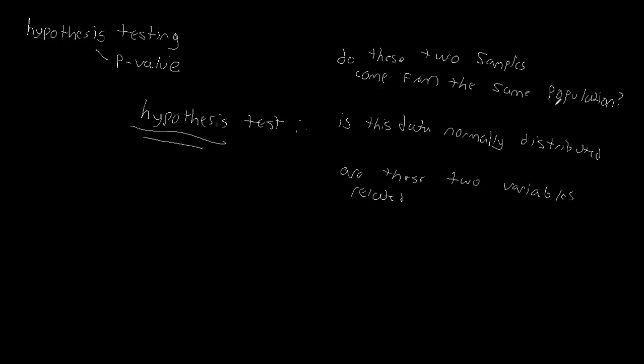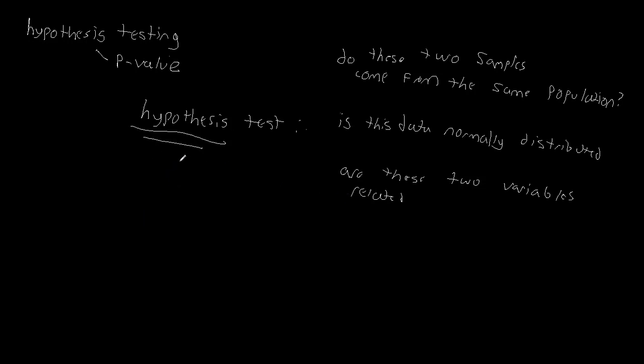So these are some examples of things that you might consider a hypothesis. Do these two samples come from the same population? You may say, I hypothesize that they are, and then you would do a statistical test, and then you would calculate a p-value, and the p-value would indicate whether or not you are confident in your answer.